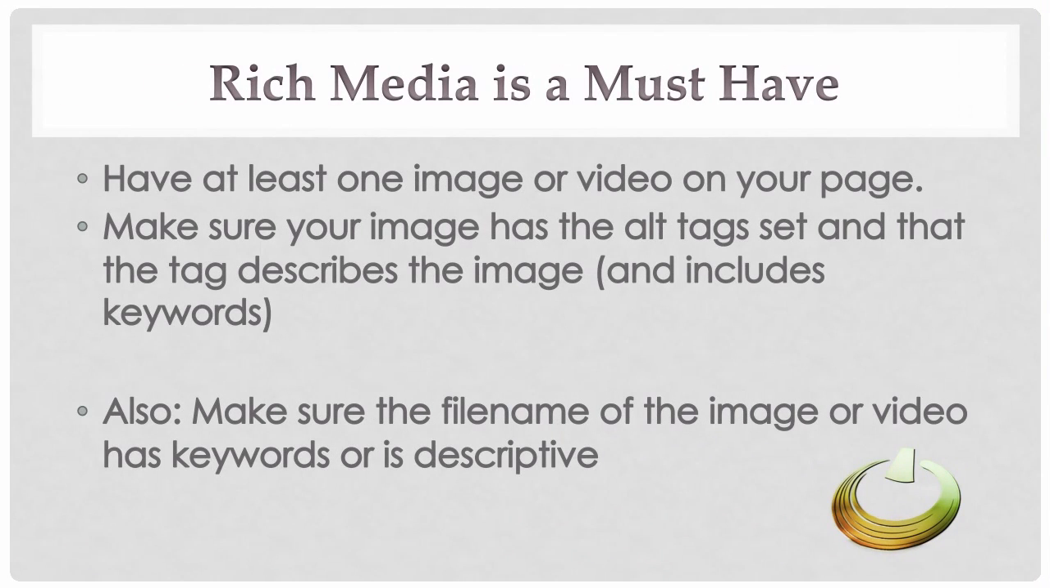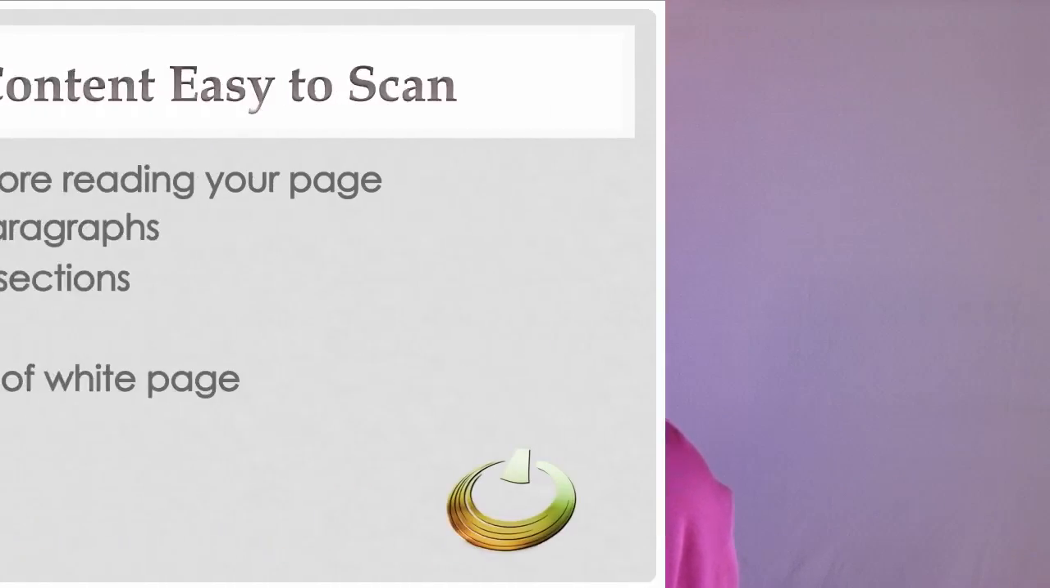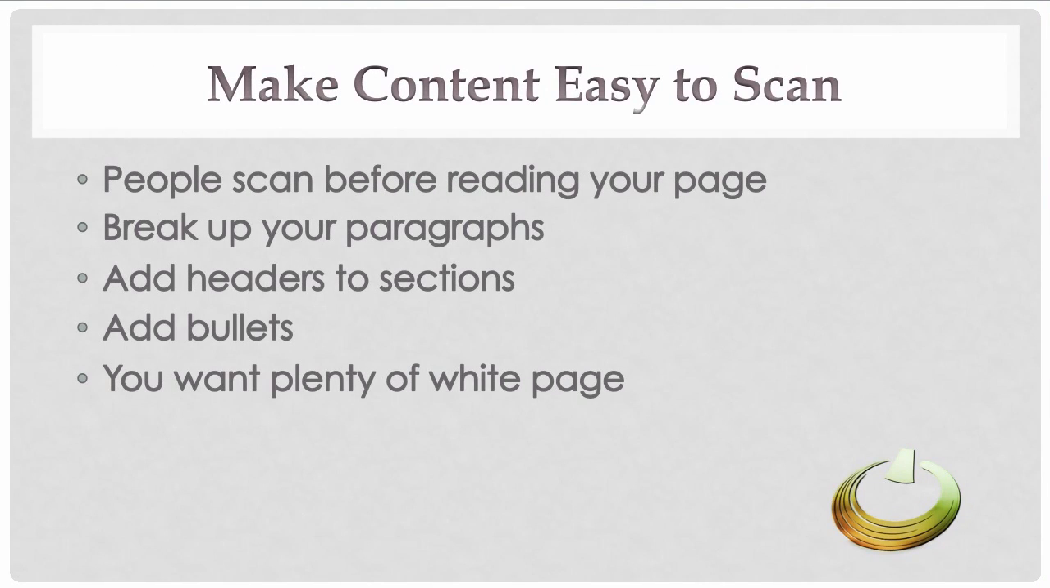You want to at least have one image or video on your page. It's not good to just have a text-heavy page. And of course, if it's an image, you want to go ahead and set your alt tags to include your keywords. Your content needs to be readable, so you want to break up that content into chunks so that it's easy to scan. So you want to break it up into different sections, each with their own headings, and you want to use a lot of bullet points.